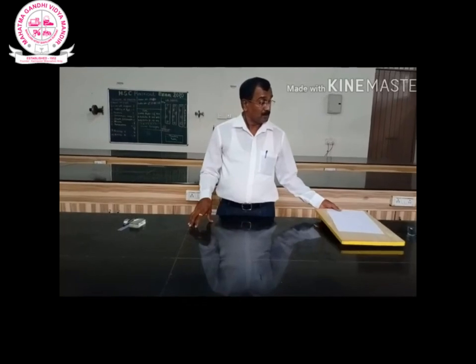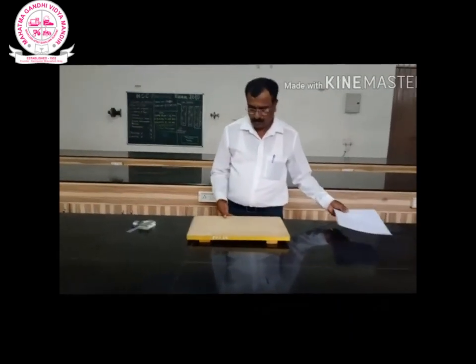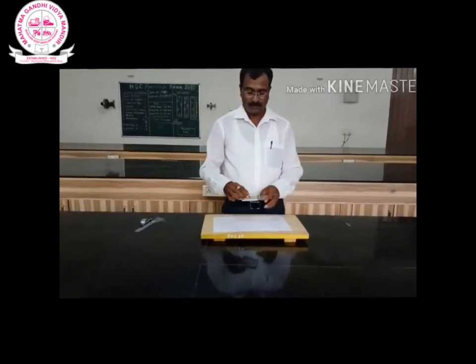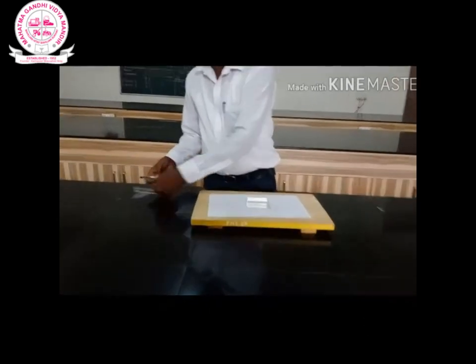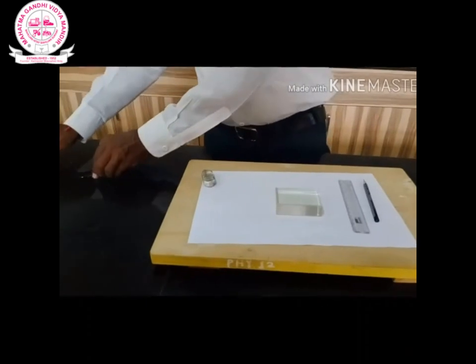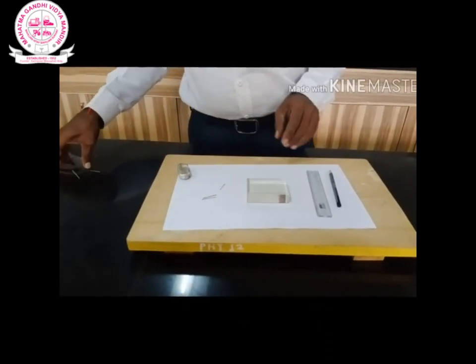Now, the apparatus: drawing board, drawing paper, glass slab, ruler, pencil, eraser, pins and protector.